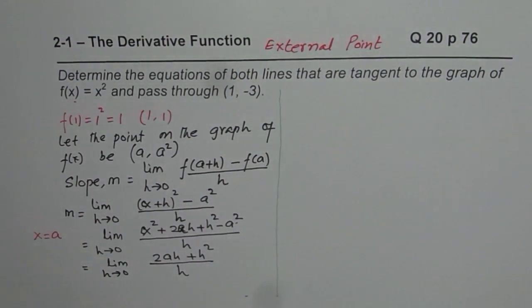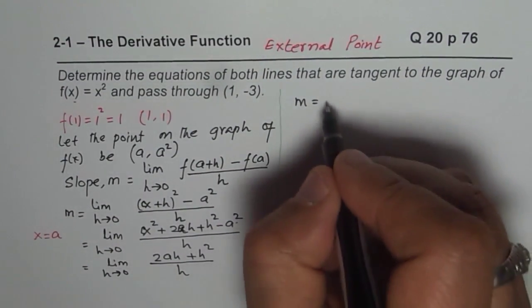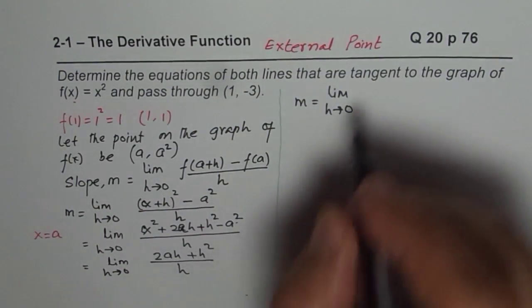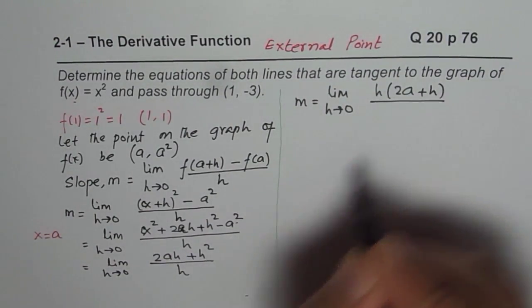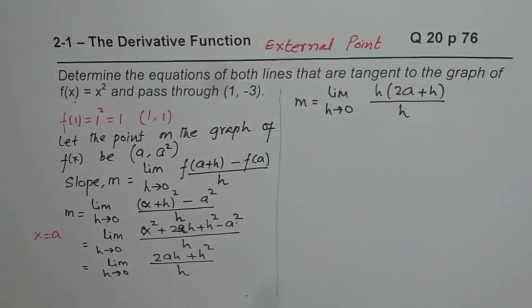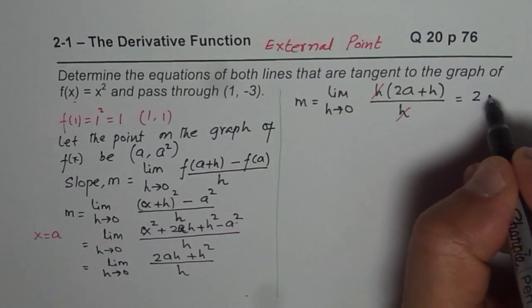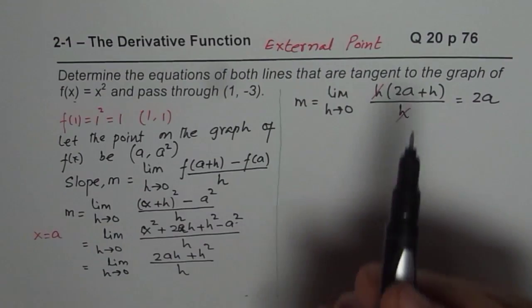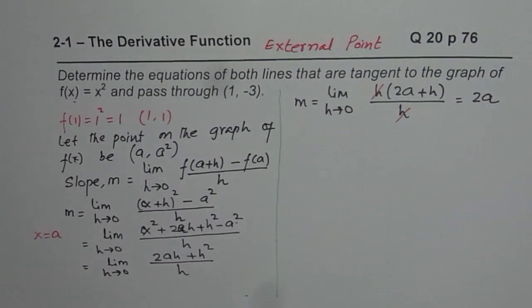Now from here we can say what the slope equals. Slope equals limit h approaches 0. You can take h common. Once you take h common, you get 2a plus h over h. Now these h and h cancel out. Once it cancels out, you can substitute 0 for h and you get your expression as 2a. So 2a is the slope at any point on the graph of f of x equals x squared, right?